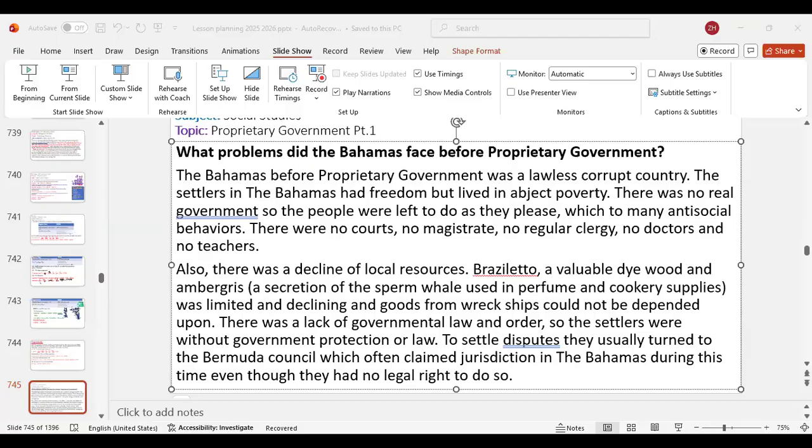All right. But proprietary government was something that they tried. It didn't really work. They had a lot of governors, oh my goodness, but all of them were self-serving, self-seeking from day one. And not one of the proprietors came to the Bahamas. Not one of them actually came to the Bahamas. Not one.